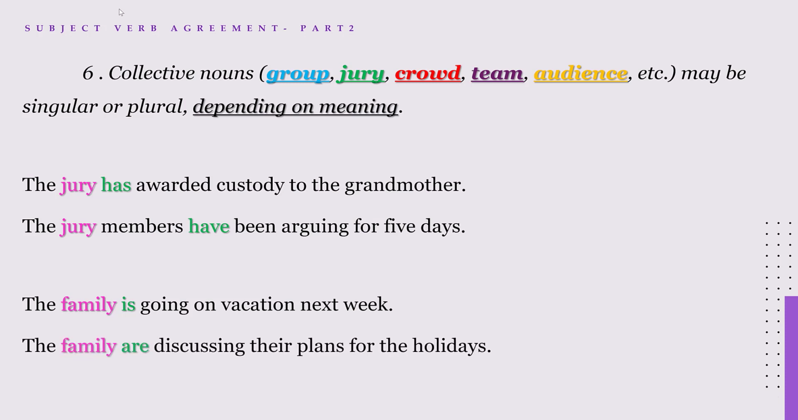The family are discussing their plans for the holidays. In this example, the family is the subject of the sentence. It refers to a group of people who are related to each other by kinship. Are is a plural form of the verb to be, and it agrees with the plural subject family. I am going to give you some other examples to show how important it is to choose the appropriate form based on the context.